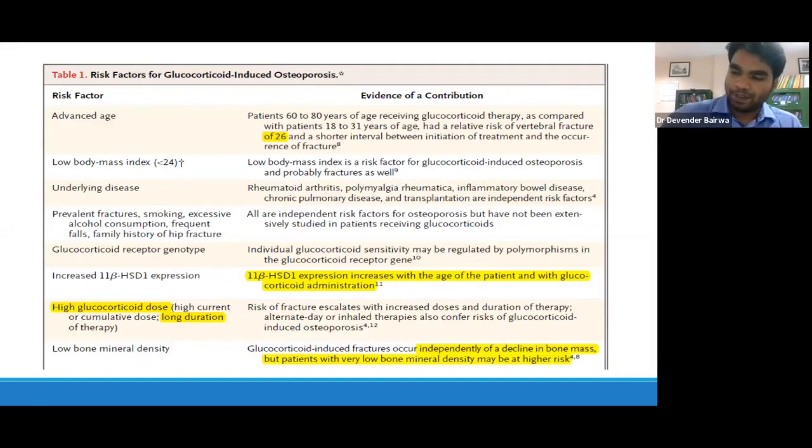Now you see this table. This table is exactly showing most of the factors that we discussed in the last class, which are already a determinant of the bone mineral density. So presence of other factors along with steroid use will increase the risk for steroid-induced osteoporosis. This is how we can remember it.